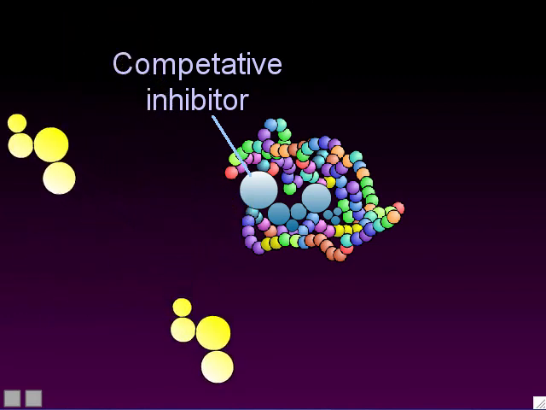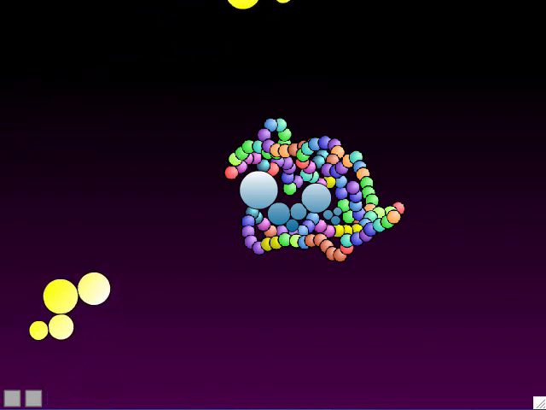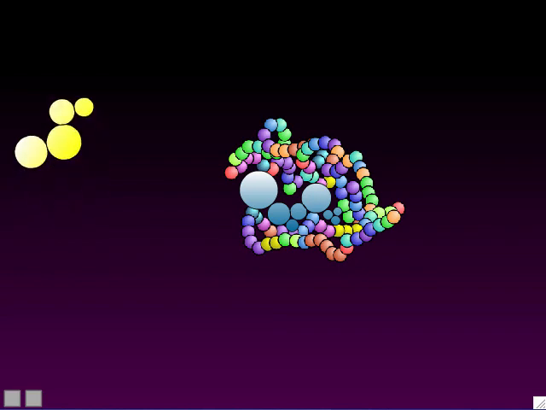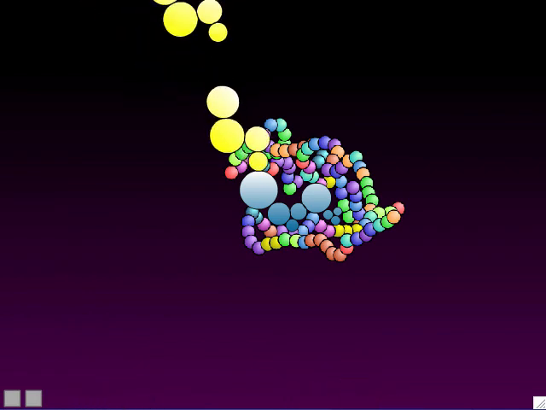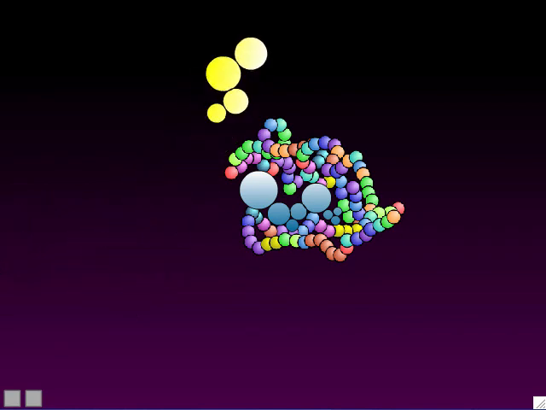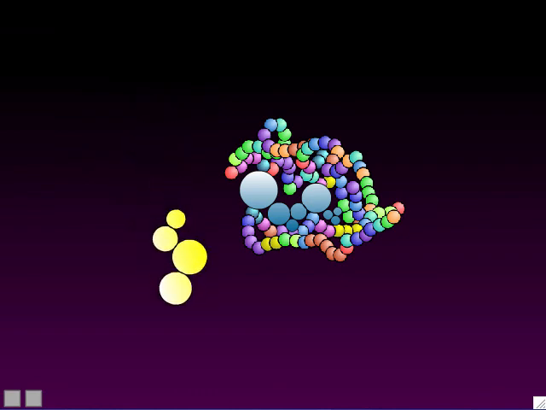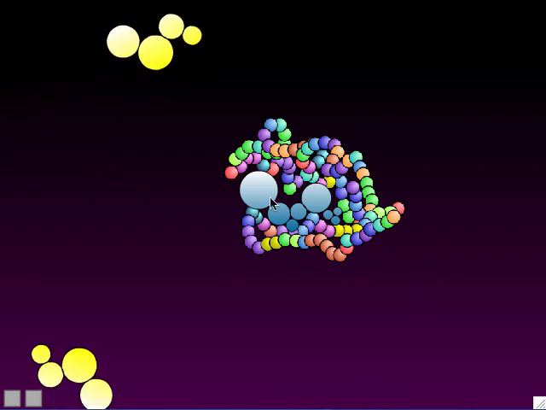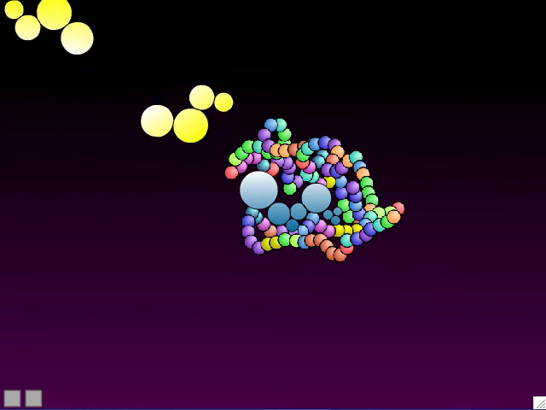Because the competitive inhibitor gets stuck in there, the normal substrates of the enzyme are just not going to be able to get into the enzyme's active site and do the chemical reaction. The competitive inhibitor, like you see here, is just blocking the enzyme's active site. So competitive inhibitors decrease the enzyme's activity by basically jamming up the enzyme's active site. And to do that, the competitive inhibitors have to be similar in shape to the enzyme's natural substrate molecule.